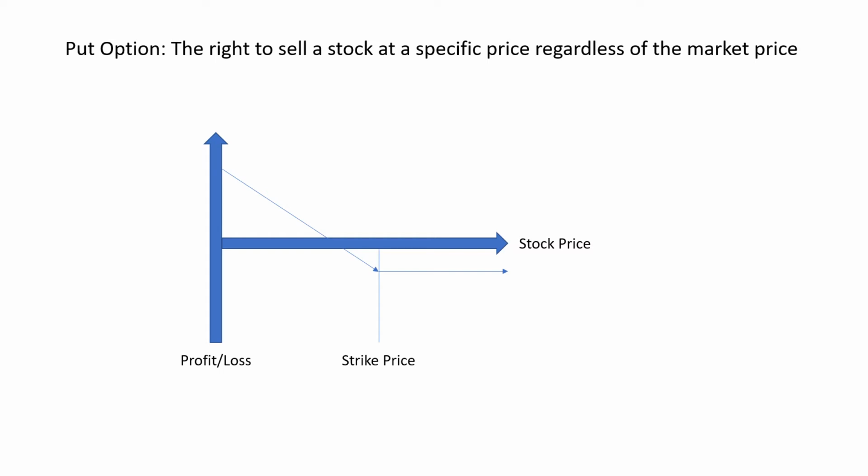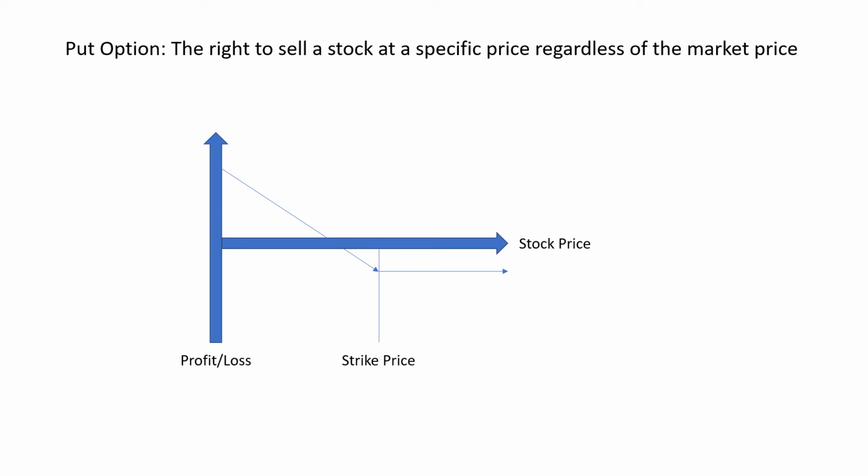Now, the graph goes linear downwards all the way until the strike price. And at the strike price, you stop executing your put option, so you simply lose the cost of the put option, which is why the graph goes horizontal at that point.